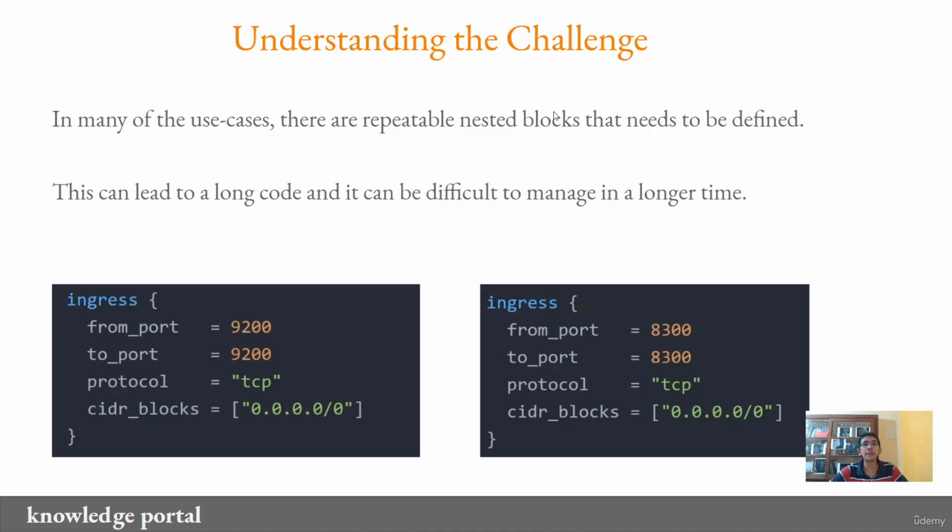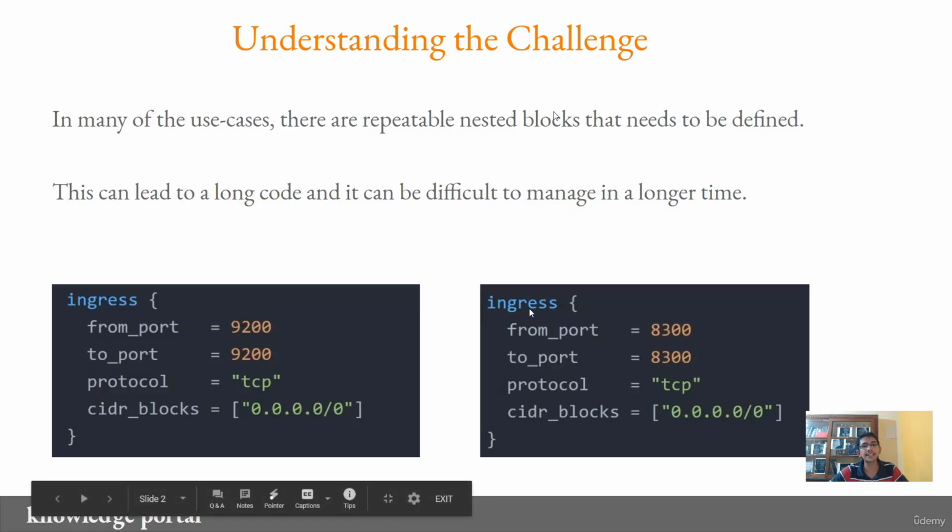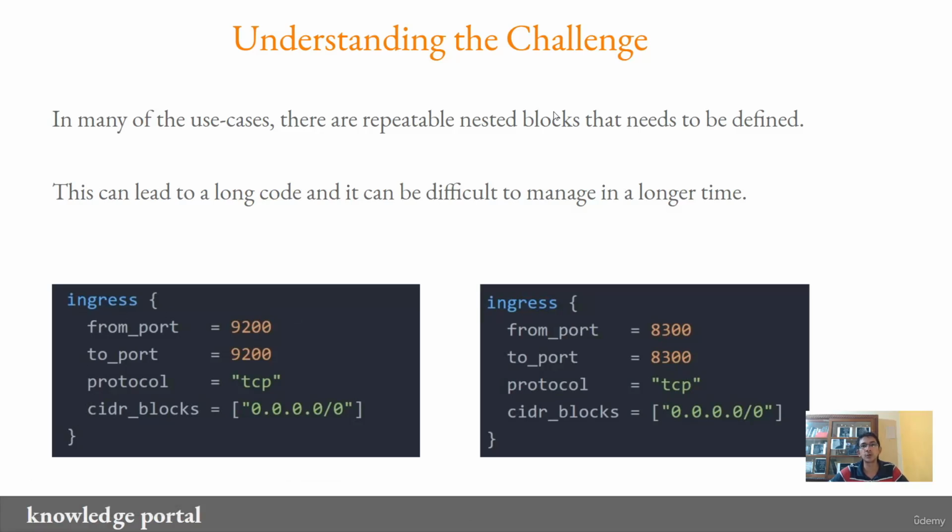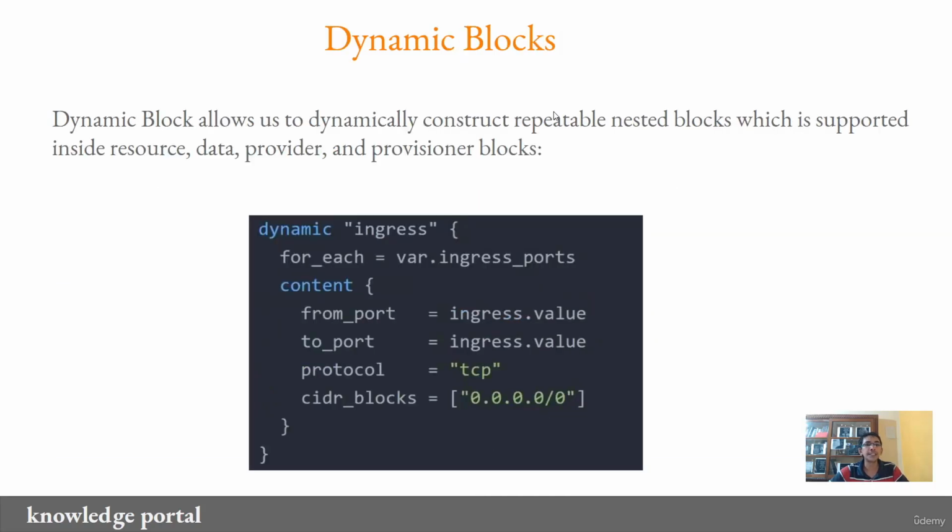Now imagine, let's say that there are 40 ports that you have to add. Then you essentially have to create 40 ingress blocks within the security group resource, and that can be a bit of a pain. So with the help of the dynamic block, it allows us to dynamically construct repeatable nested blocks which are supported inside a resource, data, provider as well as the provisioner block over here.